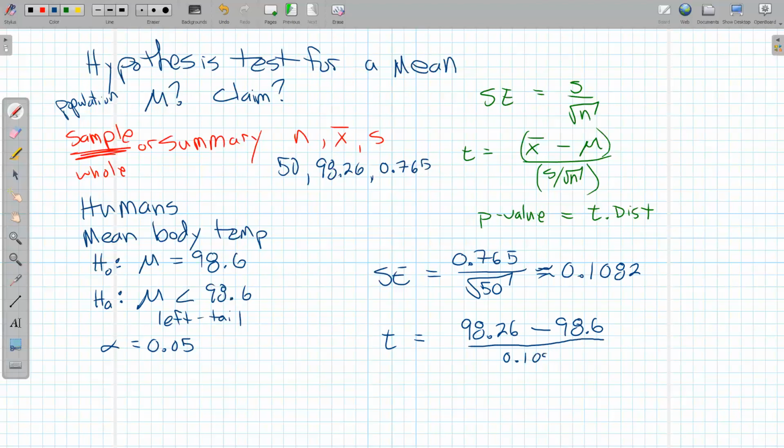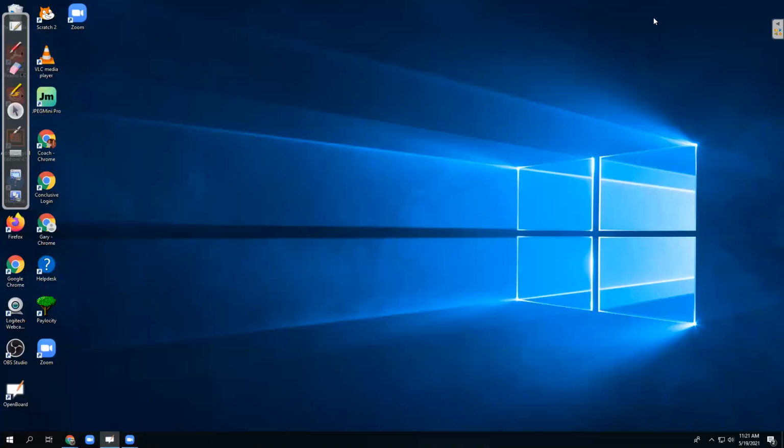How many of the standard errors, how many of this length is that distance right there? Is it more than 2 standard deviations from the mean? I don't know. Let's whip out a spreadsheet and do it. So let's see, spreadsheet time.